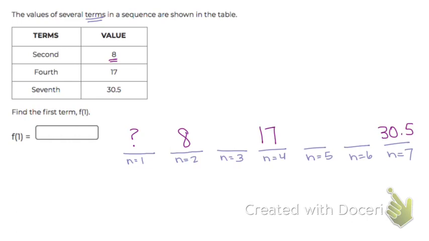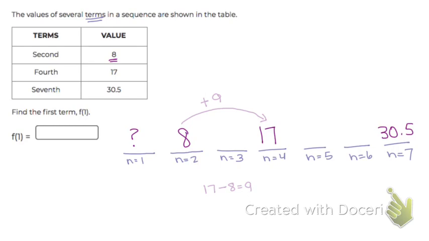So here, to get from 8 to 17, what are we adding? Because it got bigger, right? We could subtract them. 17 minus 8, we see that it's 9. We're adding 9. 8 plus 9 is 17. But that doesn't help us find out what this middle term is, the one in between 8 and 17.